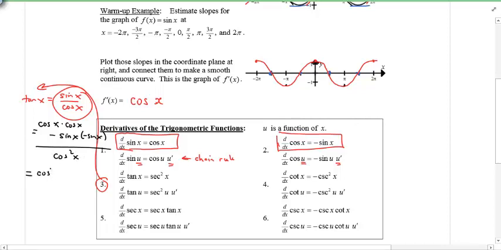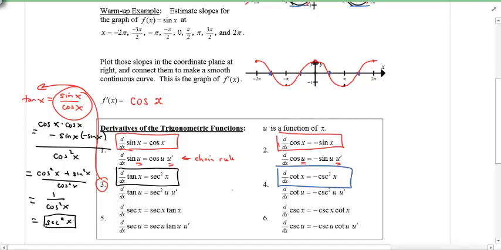And so what you have here is really just cosine squared x plus sine squared x all over cosine squared x, and the numerator simplifies to 1 by the Pythagorean identity. And 1 over cos is just secant, so this is just secant squared x. And there's your proof of number 3. Once again, you need to memorize all these. I won't prove cotangent and the other ones, but they're done pretty much the same way. But everything I put in the box here, you better know and memorize.